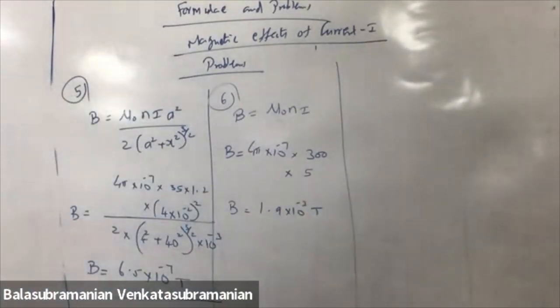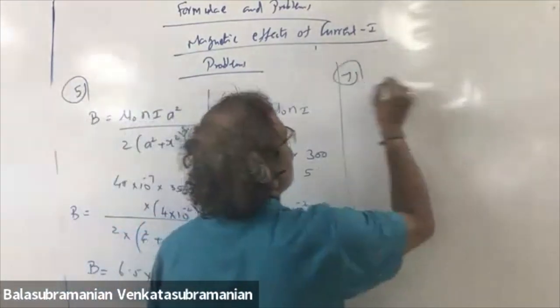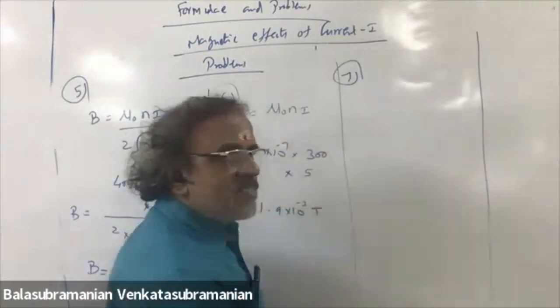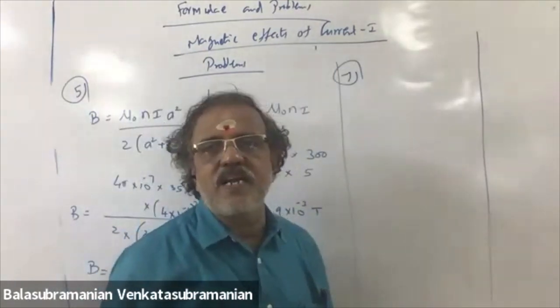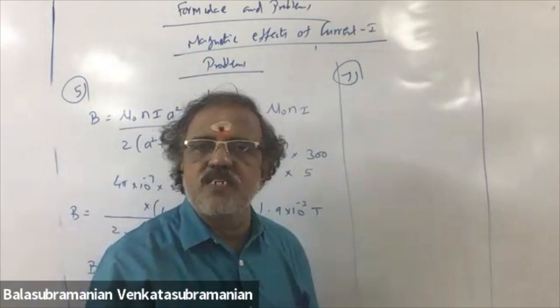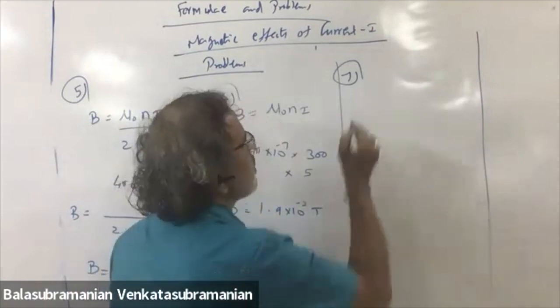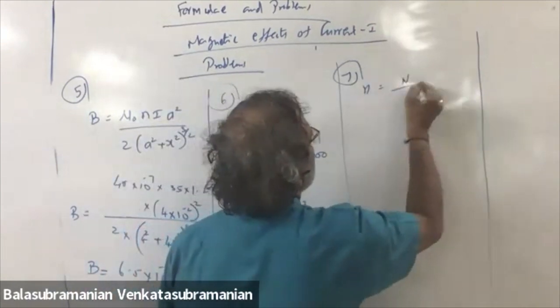Seventh one: a solenoid of length 0.5 meter has a radius of 1 centimeter and is made up of 500 turns. It carries a current of 5 ampere. What is the magnitude of the magnetic field inside the solenoid? Same concept, but the number of turns and the length are given separately. So you have to calculate the number of turns per unit length: n is equal to N by L.